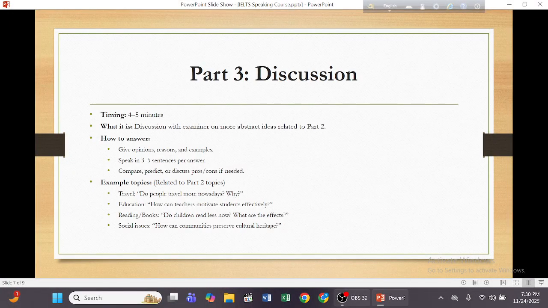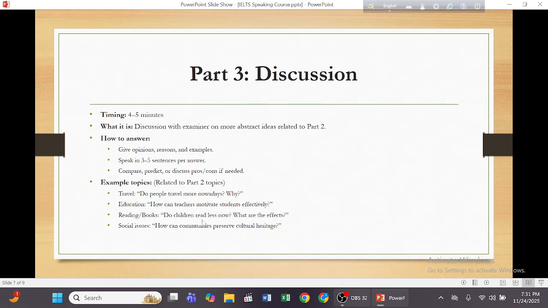When it comes to education, it's a topic regarding your cue card. The examiner may ask you, how can teachers motivate students effectively? Here the examiner wants to know from you how. That means it's about the method, not a yes/no question. Here, if you answer yes or no, I think it's a red flag for you.